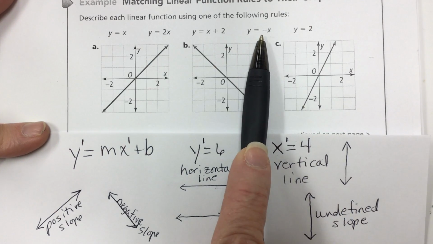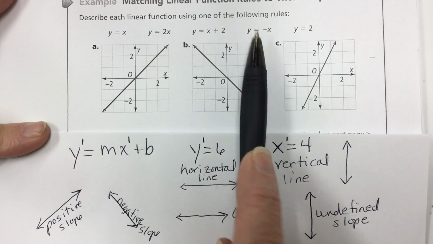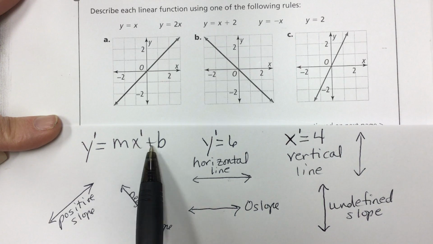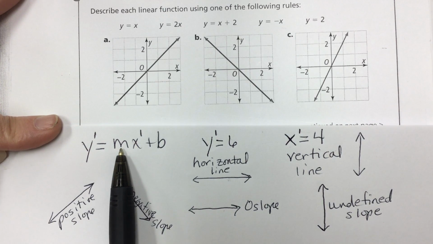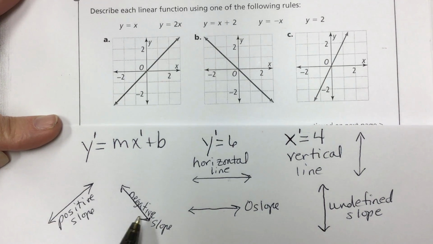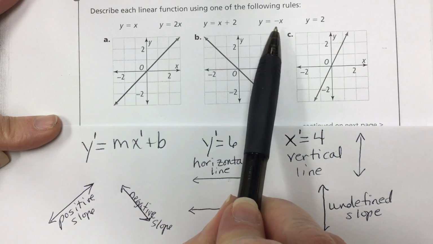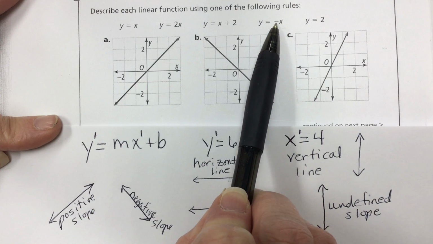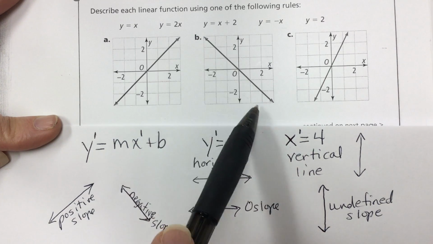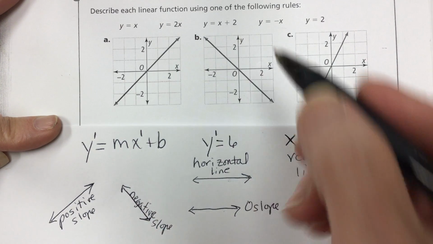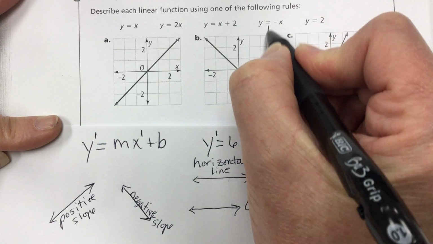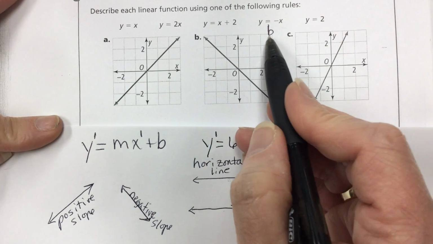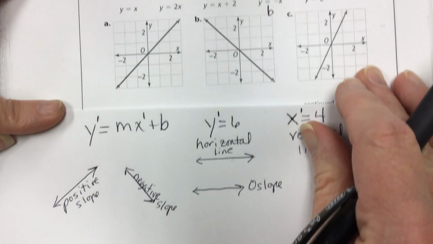I see this slope is negative. Remember, y equals mx plus b. m is your slope. If it's negative, that tells me my line is going downward. So really, this one is the only one that has a negative slope. Its slope is -1, so it must match B. So I'm going to say that y equals -x is going to be this graph here. Now, we can check that out.